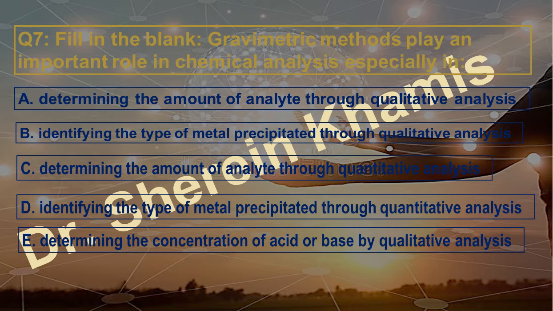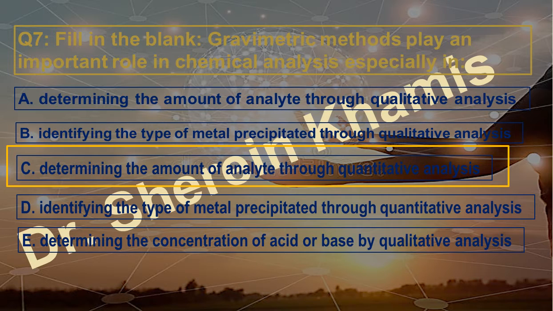What do you think we use? Gravimetric, it depends on what? It depends on the amount of analyte. So here the gravimetric method depends on the amount, or quantitative analysis. Determining the amount of analyte through quantitative analysis. So gravimetric methods are used as a quantitative method in measuring what? In measuring the amount or percentage composition of a substance. Okay, we are going to question number 8.